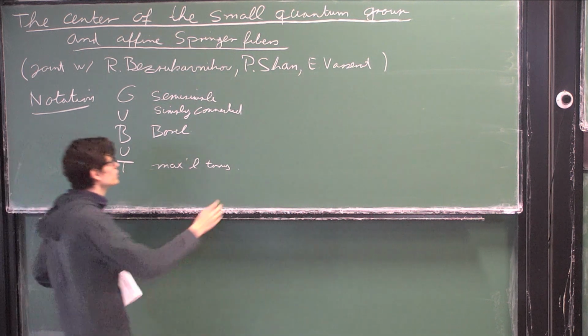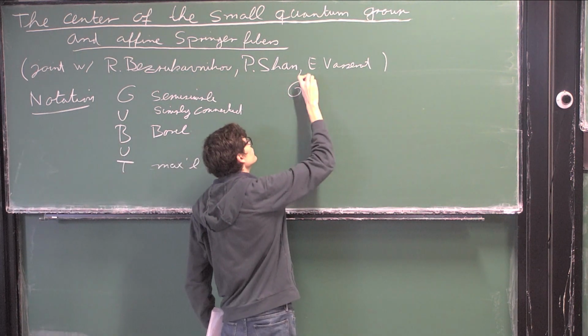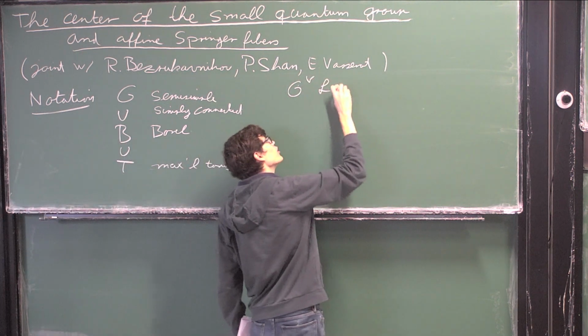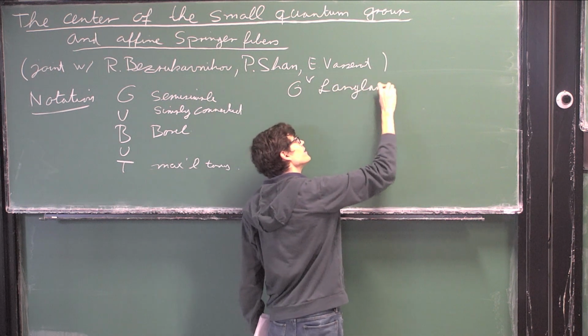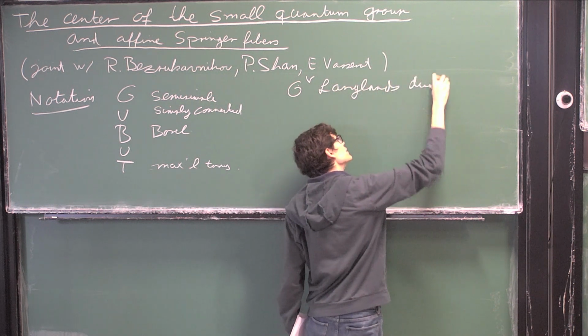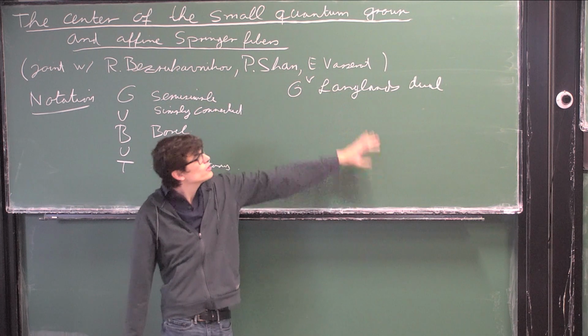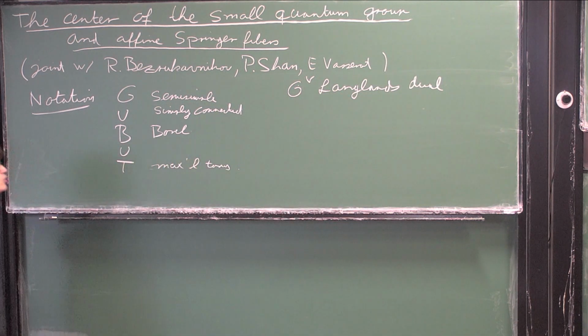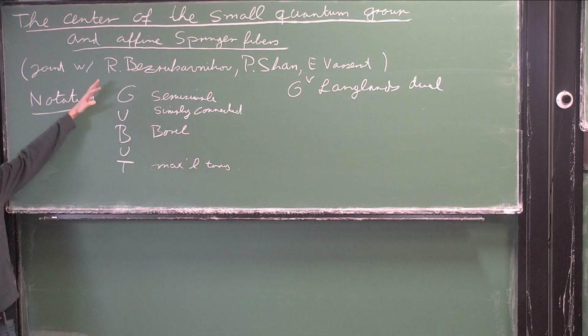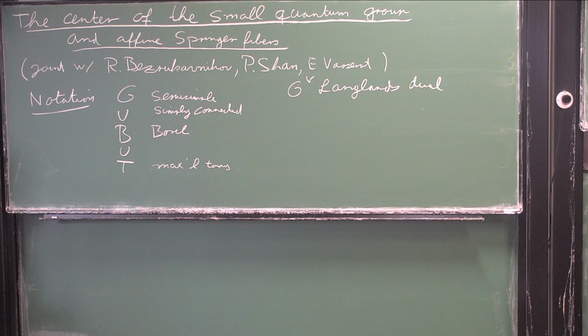And then also the Langlands dual group. As it appeared before, though not explicitly mentioned, it will be the Langlands dual group. And all the algebra, all the small quantum group, will be on the Langlands dual side, and the geometry, the affine Springer fiber, will be on this side of Langlands duality.